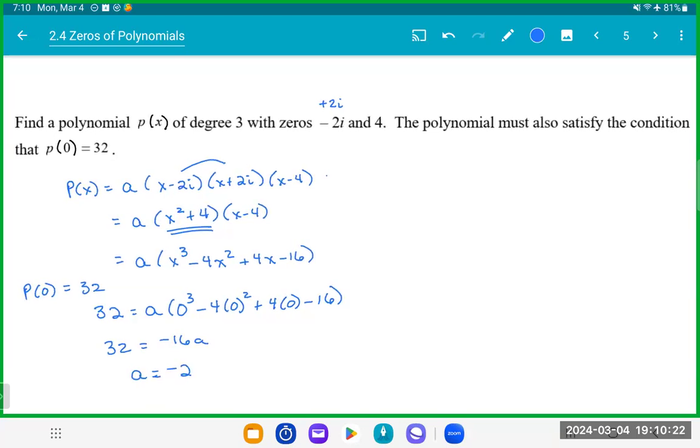So p of x then is equal to negative 2 times x cubed minus 4x squared plus 4x minus 16. Distribute that out and we get negative 2x cubed plus 8x squared minus 8x plus 32. Okay? Question.